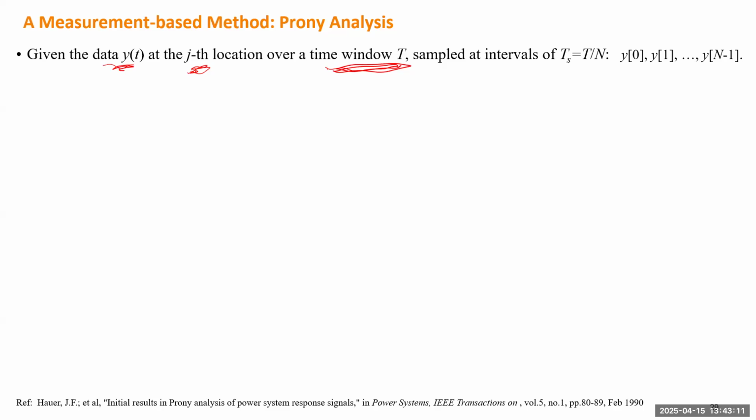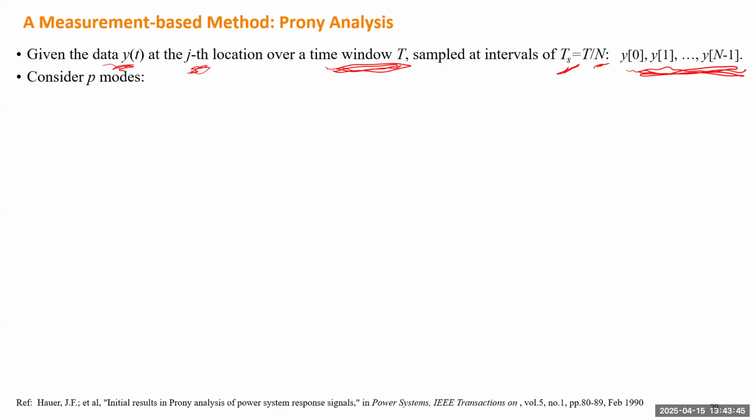And you can assume some sampling frequency, which determines the total number of samples over this time window. Which means you are going to sample data at intervals of TS. TS here is just T divided by N. N can be a very large number. Then you get measurement data at those sampling points, right? You have N sampling points for this data.